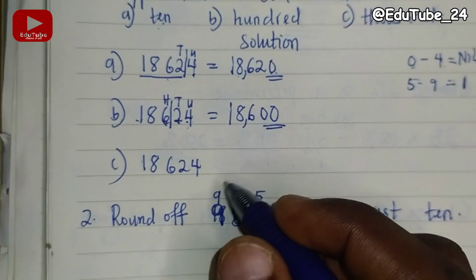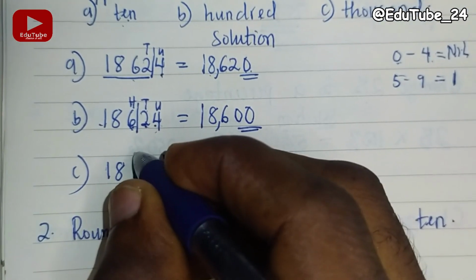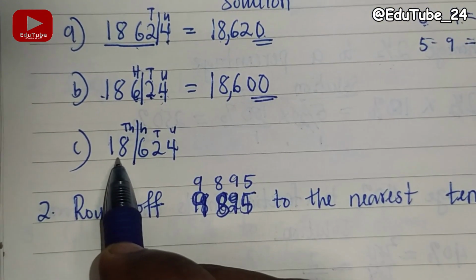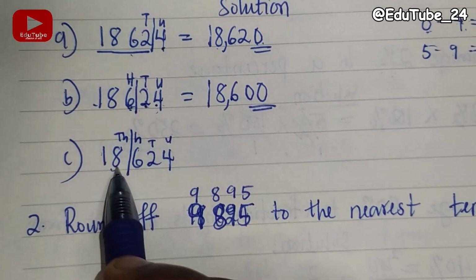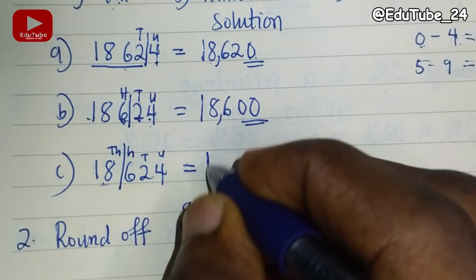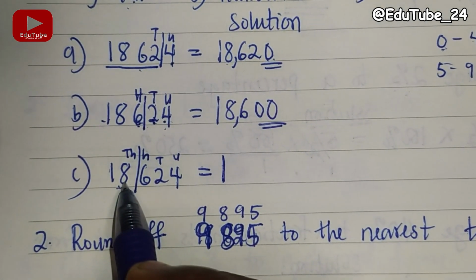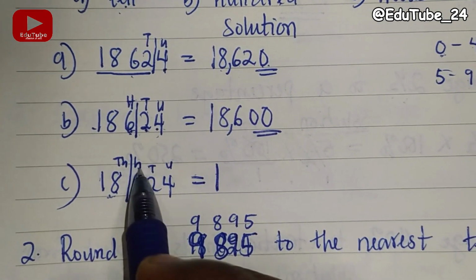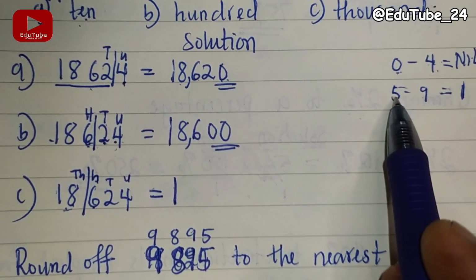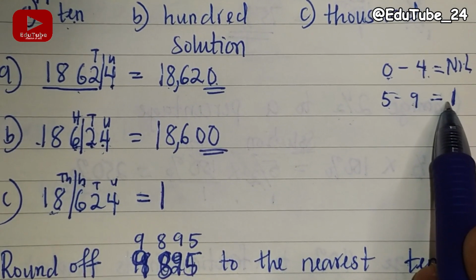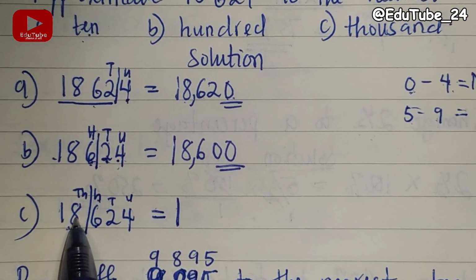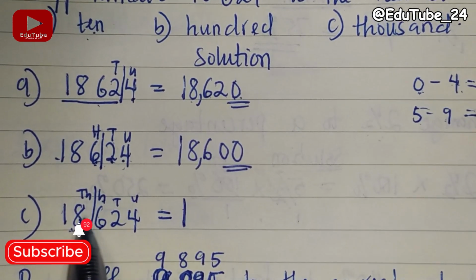Then the last example, 18,624 to the nearest 1000. So this is unit, this is tens, this is 100, and then this is 1000. So I'm going to put a demarcation. The numbers that come before the 1000 place value, all the numbers including 1000 itself, are going to be written out. So I write 1, and then the nearest number to the 1000 place value is certainly 100, which is this 600. Now, according to the principle, if the number nearest to the number we are rounding off is between 5 and 9, we are going to round it up, and it will give out 1. So meaning that this 6 will give out 1 to the 1000 place value, because 6 is the nearest number to the 1000 place value.